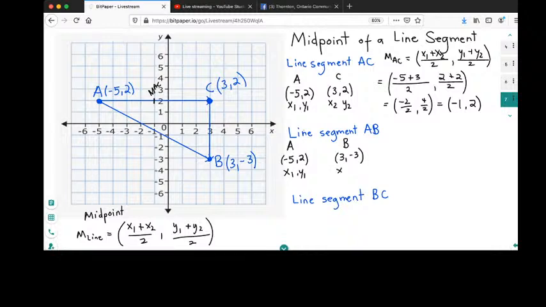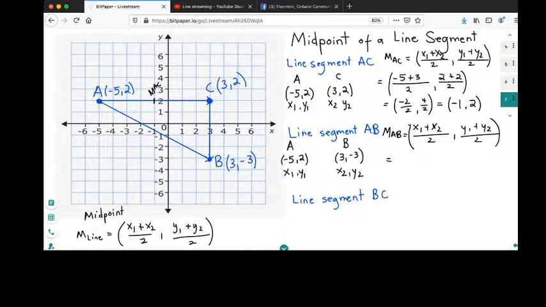And that's going to be x2, y2. Again, I'm going to write the formula. This time I'm specifying that it's the midpoint of AB. And again, that's going to equal x1 plus x2 over 2, y1 plus y2 over 2. Cool. And now we're going to plug everything in.